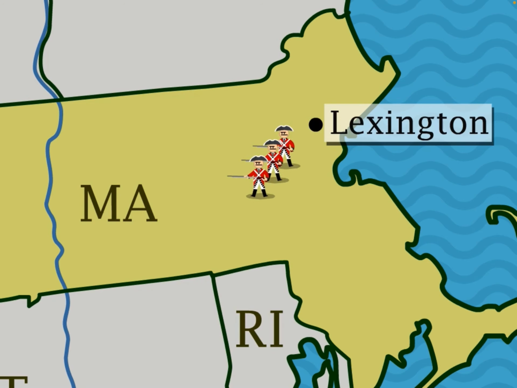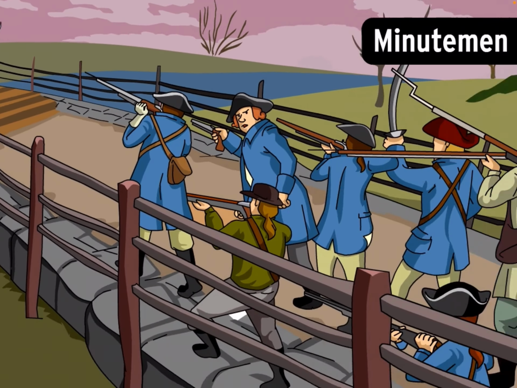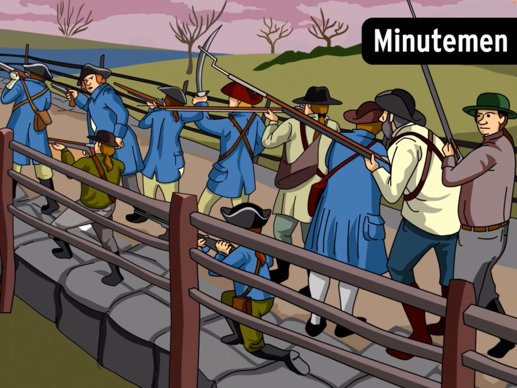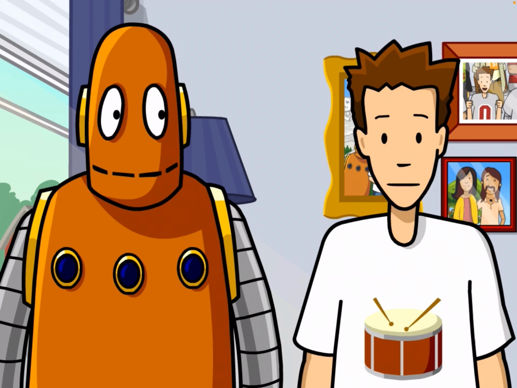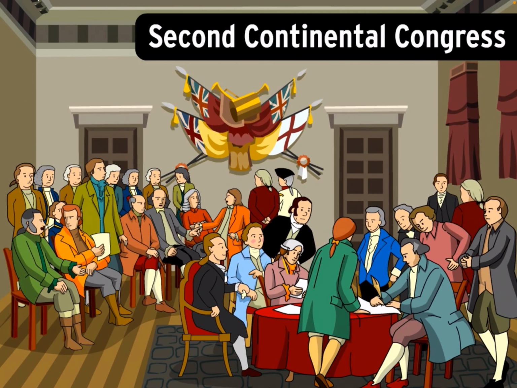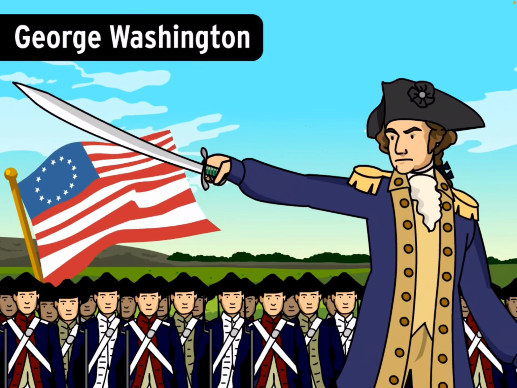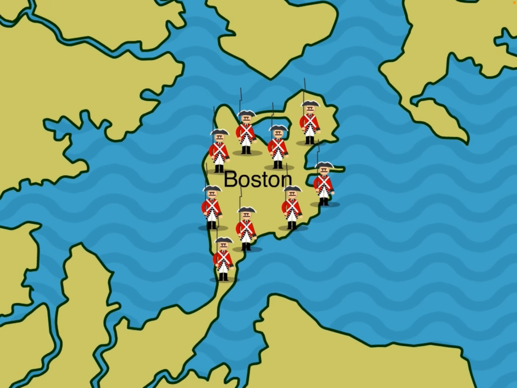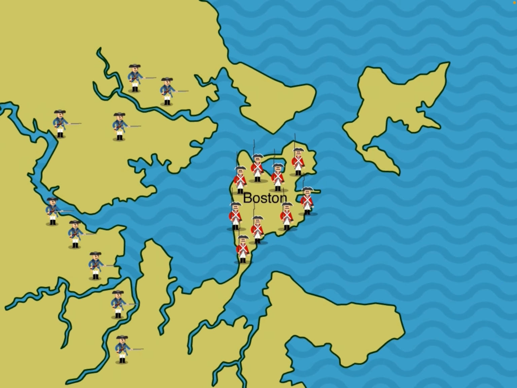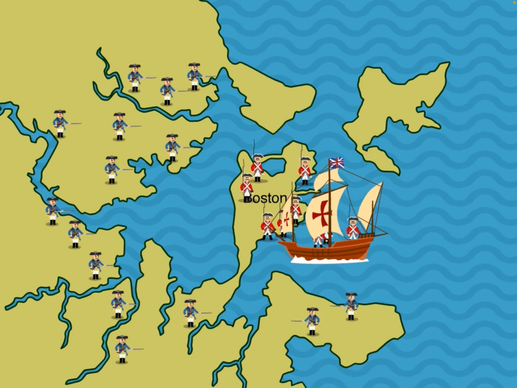The British Army marched on to Concord, Massachusetts, where more than 400 colonial Minutemen were waiting for them. The Minutemen were militia fighters who pledged to be ready at a minute's notice. They lived up to their name and forced the British into retreat. Shortly after, colonial leaders met in the Second Continental Congress. They decided to form a Continental Army led by George Washington. His first move? Cut off British troops stationed in Boston by surrounding the city. Battles erupted around the city as the British tried to break out. But Washington's army held strong, and the Redcoats were forced to flee by ship.